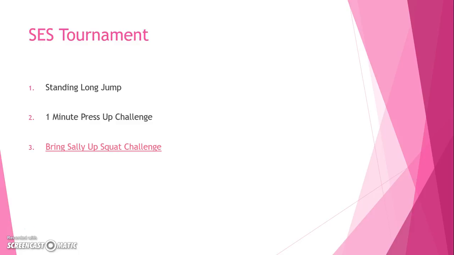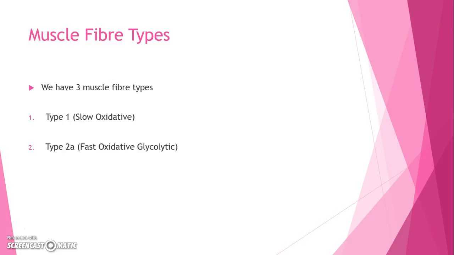So ignore this, it's just what we did at the start of the lesson with the other tutor group. Got them to do these 3 activities, and then we went into the muscle fiber types. We looked at the 3 muscle fiber types. So first is type 1, then type 2A and type 2B. So type 1 is also known as a slow oxidative fiber. 2A is known as a fast oxidative glycolytic fiber, whereas type 2B is a fast glycolytic fiber.